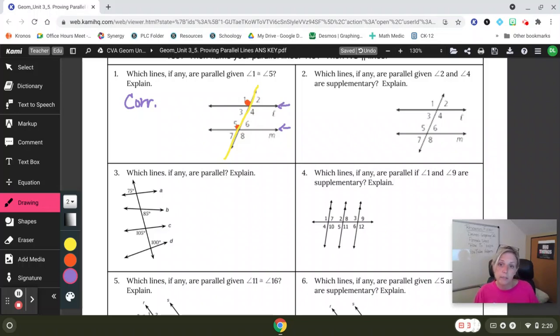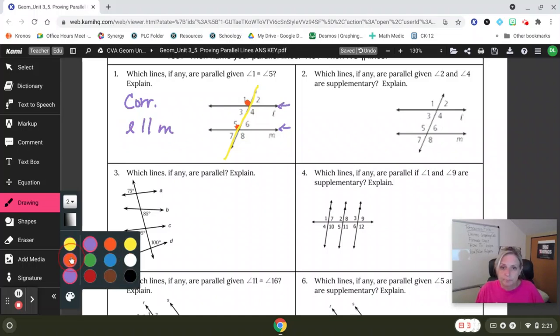Okay, so we're given angles 1 and 5. So for this setup, we have the transversal running up and down. It cannot be a parallel line. And I know that sounds a little confusing right now, but you'll see later why that's important. So we have corresponding angles. So we know that line L is parallel to line M. Okay, let's try the next one.